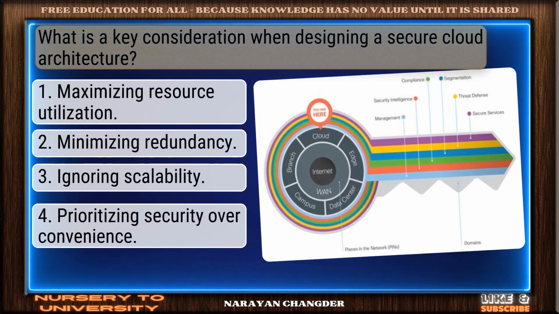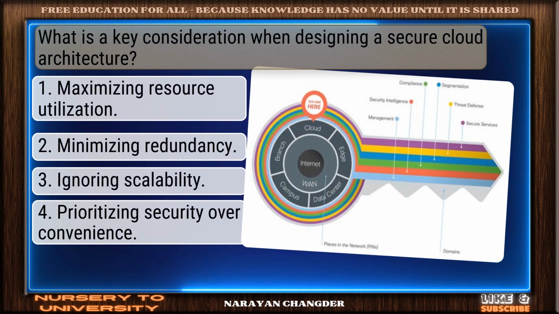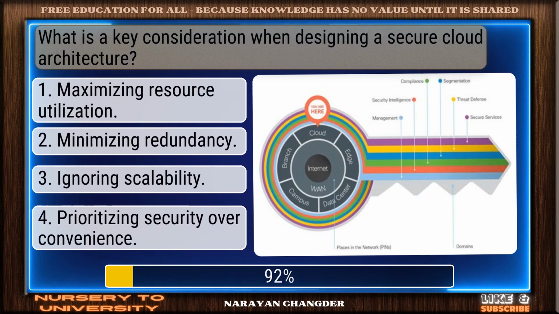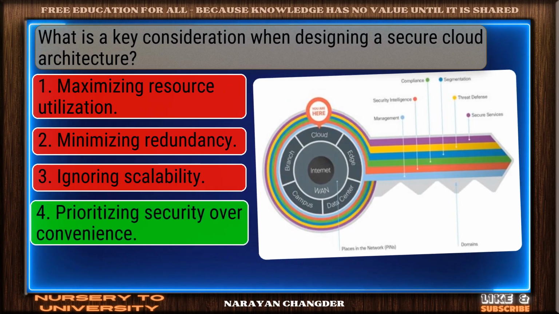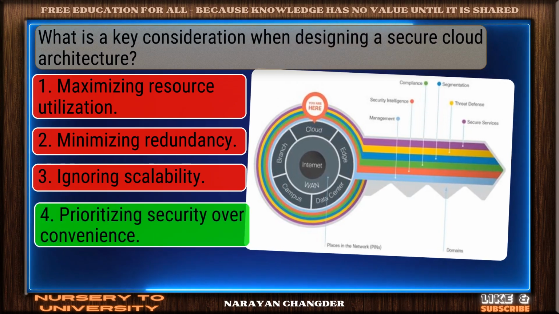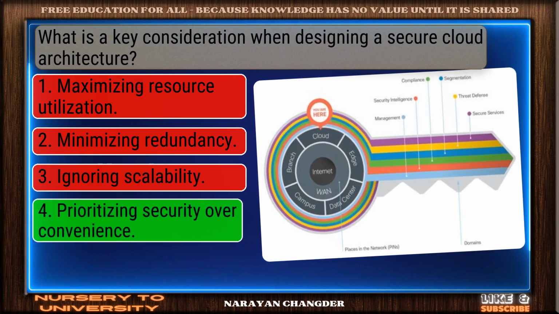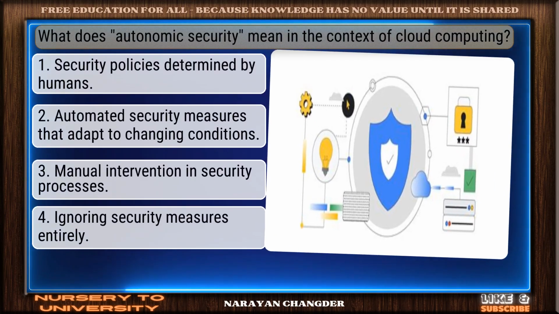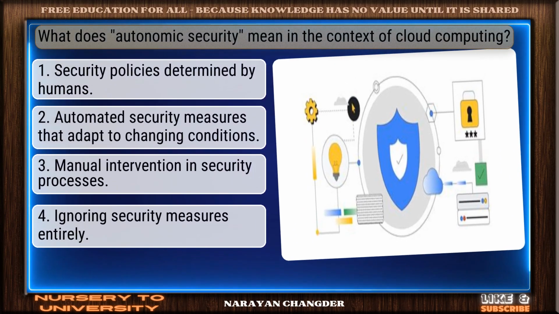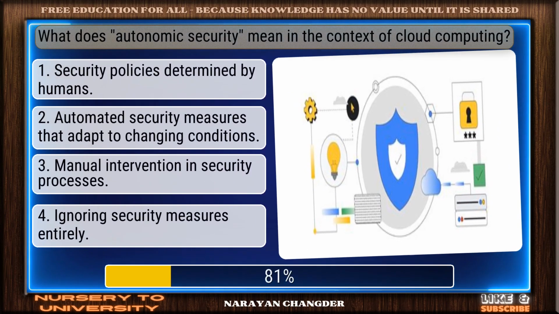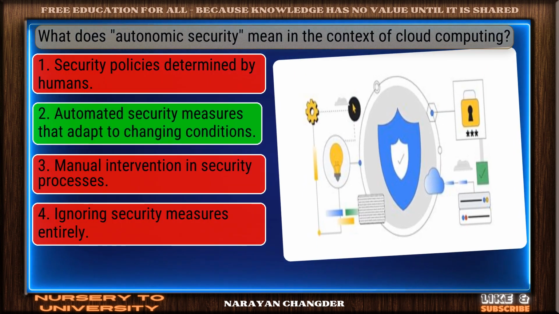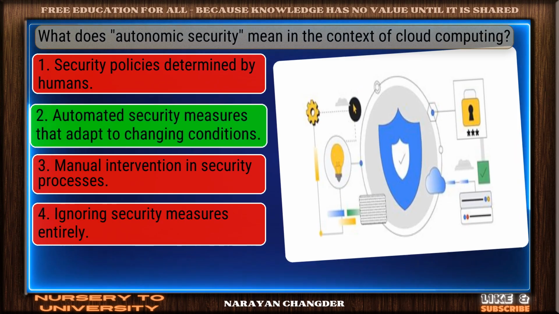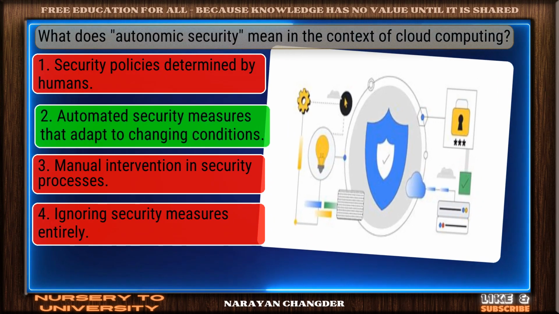Question number 48. What is a key consideration when designing a secure cloud architecture? On track. Prioritizing security over convenience is the correct answer. Question number 49. What does autonomic security mean in the context of cloud computing? Valid point. Automated security measures that adapt to changing conditions is true.